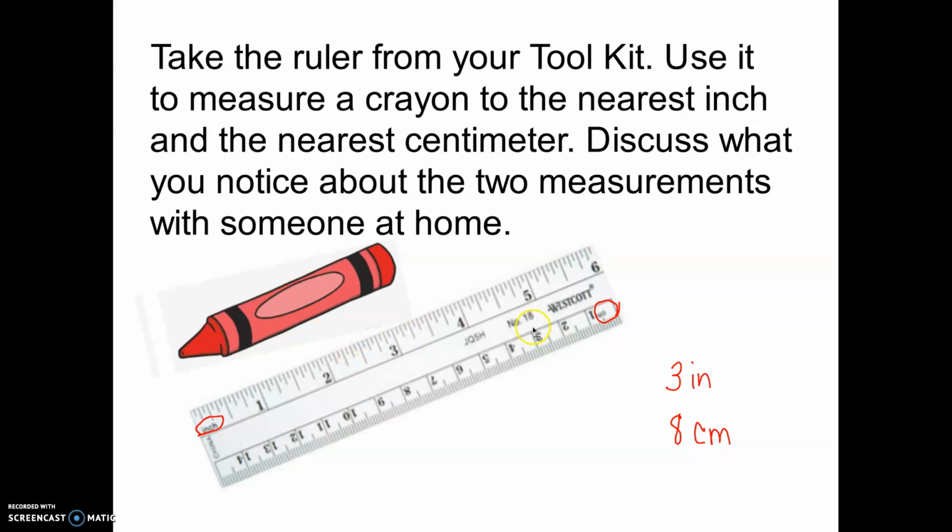I measured my red crayon, and when I measured it in inches, it was 3 inches. And when I measured it on the centimeter side, it was 8 centimeters long. So when I look at these measurements, my crayon is the exact same length, whether I measure it in inches or centimeters, meaning it's not getting any bigger or smaller, it's not shrinking, it's not growing, it stays the same size. But the inches are bigger than the centimeters.